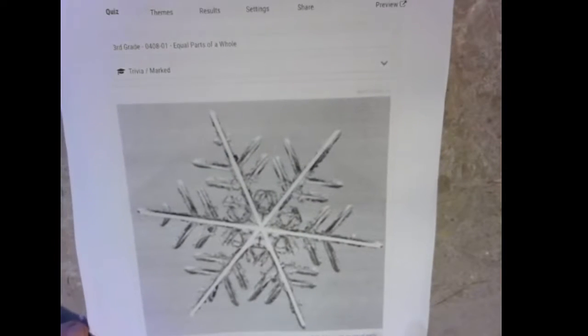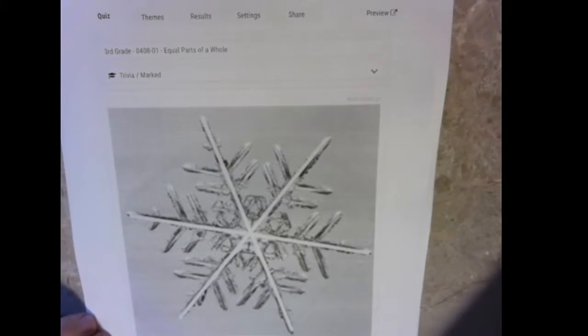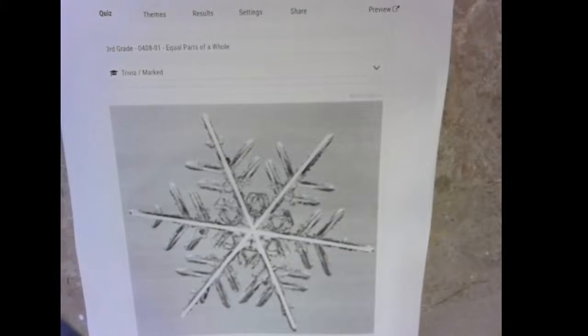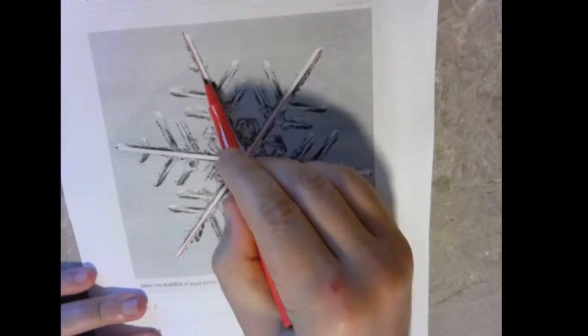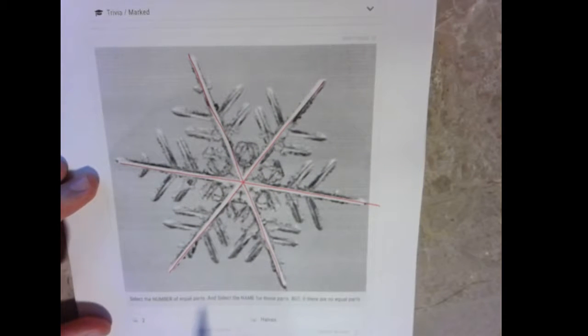Okay, this is the Monday quiz for third grade, week 3 of October, and we're getting into figuring out how to understand equal parts of a whole. As we see here, we have a snowflake, and we can see that it created these natural divides, and we're going to use this cool phenomenon in nature to figure out the equal parts.